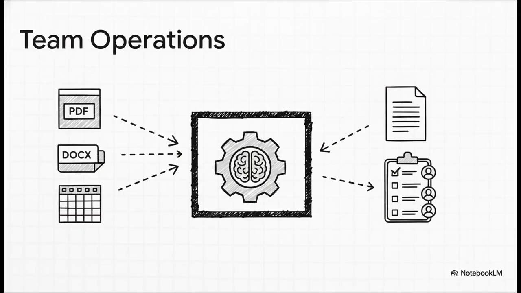The architecture is also smart enough to handle more complex stuff like team operations. It can pull data from all kinds of different file formats, PDFs, docx files, CSVs, and just merge it all into a single structured brief. It can even pull out action items and assign owners, which automates a huge chunk of project management overhead.